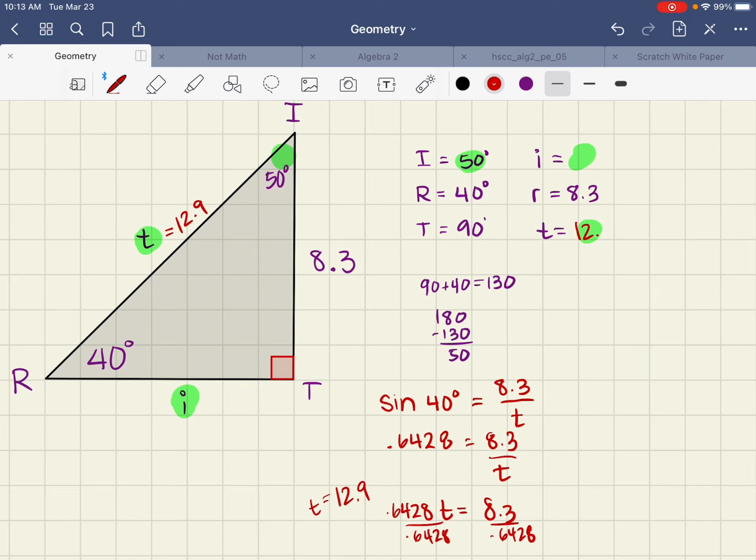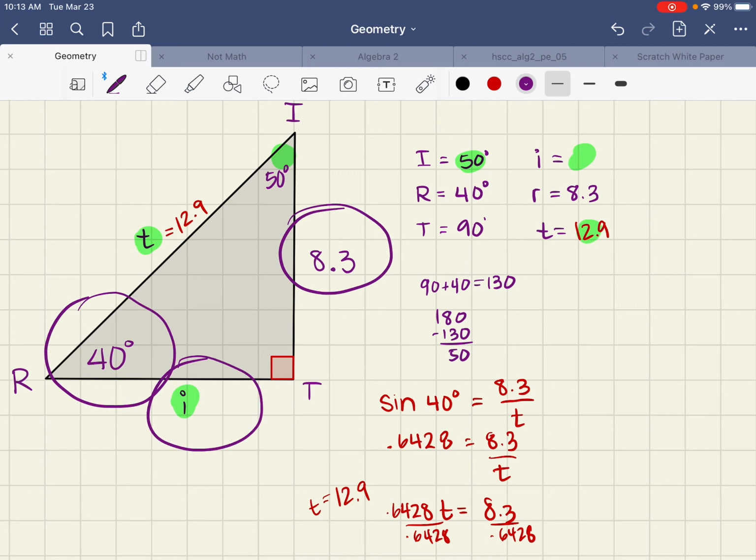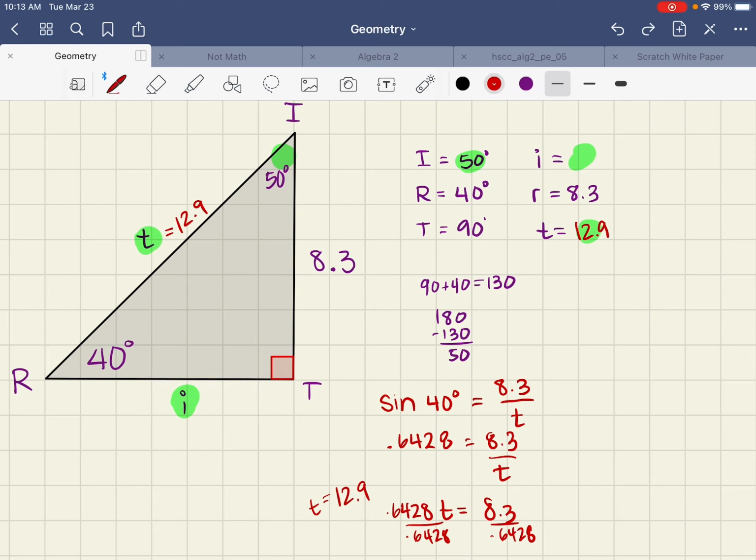Now, to solve for I, there's two different scenarios you could use. If you wanted to, you could use the Pythagorean theorem. Or you could also go back to trigonometry, right? You take two pieces of information and the piece you're trying to solve for, and you'll notice that you have the opposite leg and the adjacent leg. That would be the tangent function. So I'm going to use that one instead. Tangent of 40 degrees is equal to the opposite over the adjacent, 8.3 over I.